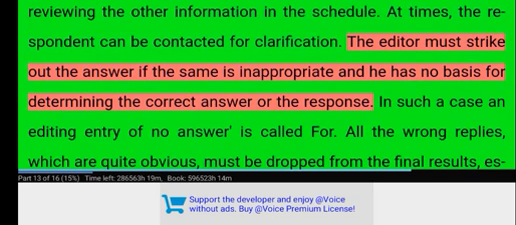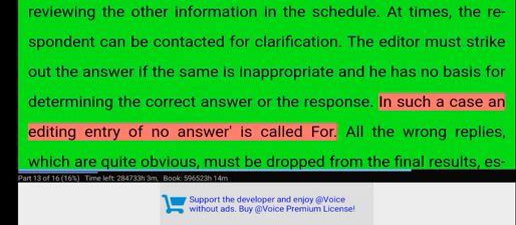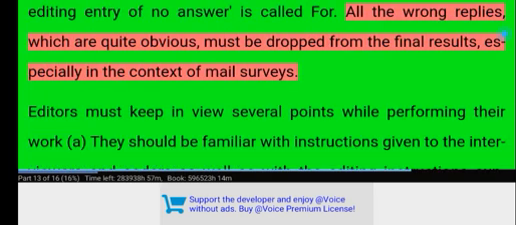The editor must strike out the answer if the same is inappropriate and he has no basis for determining the correct answer or the response. In such a case, an editing entry of no answer is called for. All the wrong replies, which are quite obvious, must be dropped from the final results, especially in the context of mail surveys.